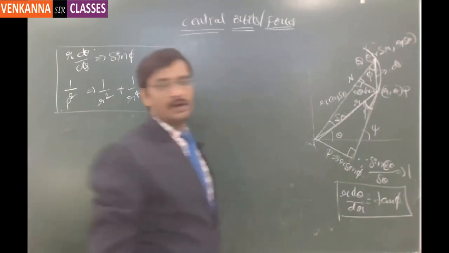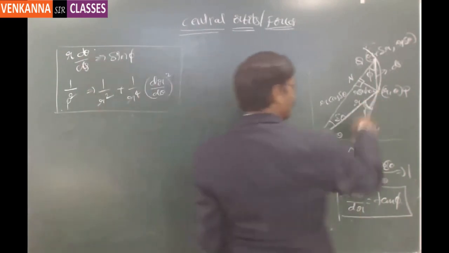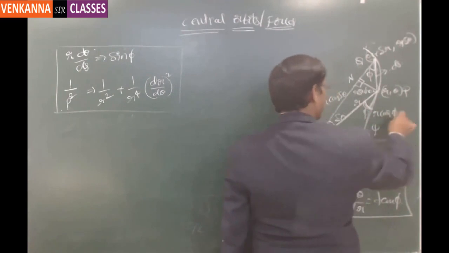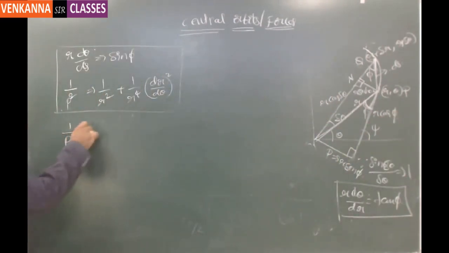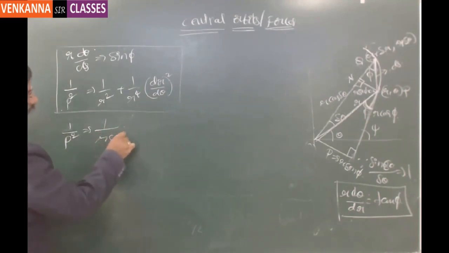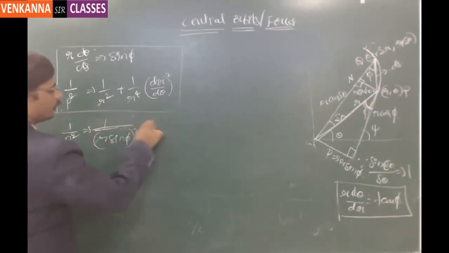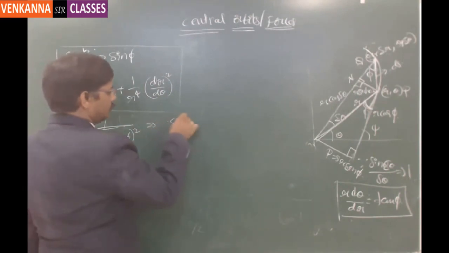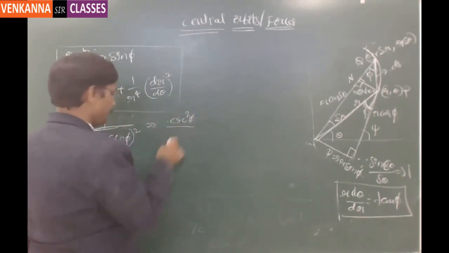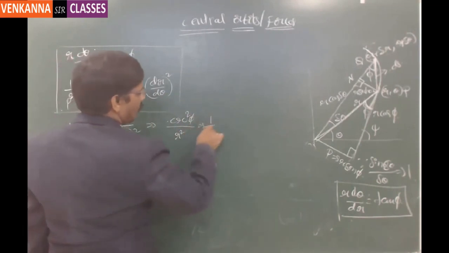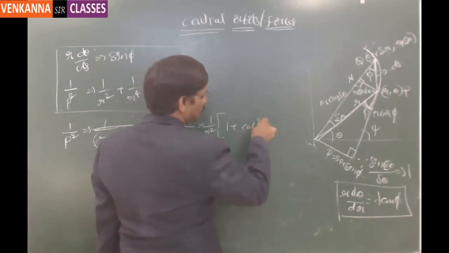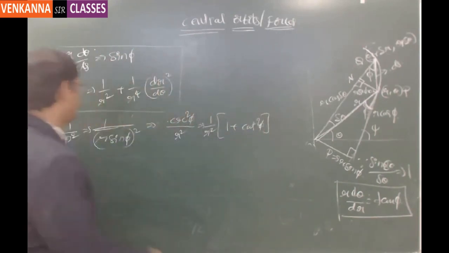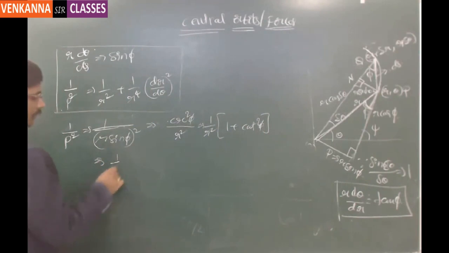P is the value of r sin phi. And this length is actually r cos phi, which we don't need, but this pedal length we are very much interested in. Now 1 by p square can be written as 1 by r sin phi whole square. So from this relation, cosecant square phi divided by r square, and then 1 by r square into cosecant square phi can be written as 1 plus cot square phi. So this value is going to be 1 by r square times of 1 plus cot square phi.